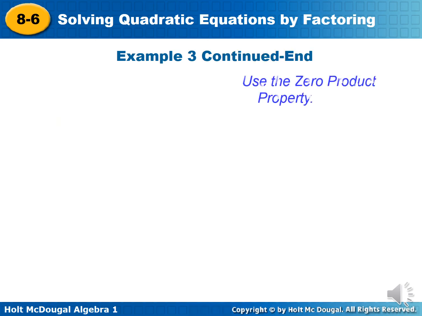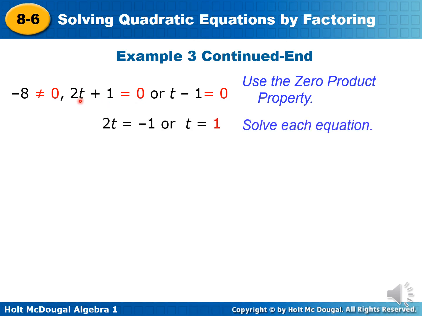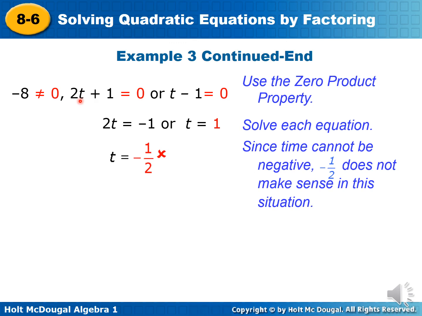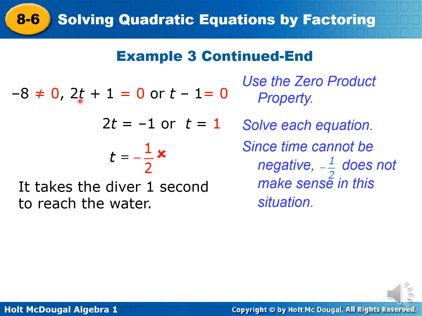So what do we use? We use the zero product property, since we have two brackets. First of all, look at the -8. There's no way for a constant to be 0. That's why you ignore it. Just focus on the brackets. The brackets tell you that one of them will be 0. So let's solve this one. 2t plus 1 equals 0, so t equals -1 over 2, or t minus 1 equals 0, so t equals 1.